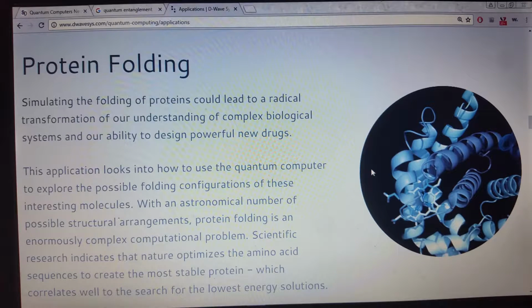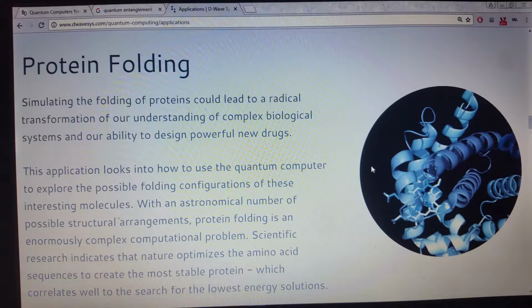Protein folding is one application of these quantum computers. Simulating the folding of proteins could lead to a radical transformation of our understanding of complex biological systems and our ability to design powerful new drugs. This application looks into how to use a quantum computer to explore the possible folding configurations of these interesting molecules. With an astronomical number of possible structural arrangements, protein folding is an enormously complex computational problem.